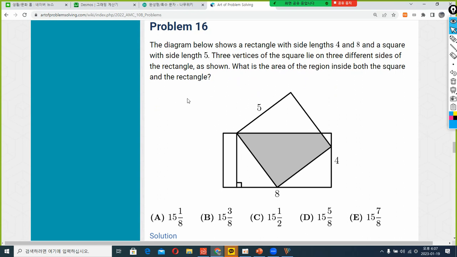Yeah, number 16. I think you can solve this. Yep.